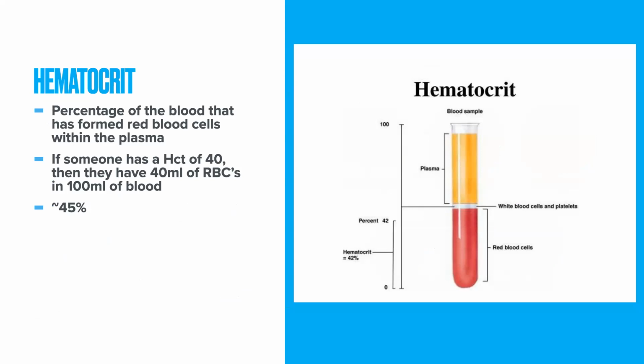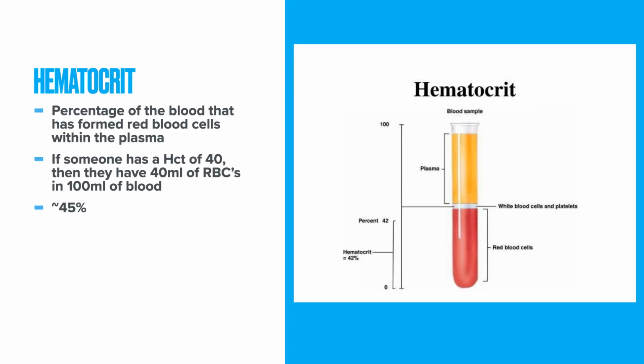Hematocrit. So hematocrit is that approximate 45%. It's the percentage of the blood that has formed red blood cells within the plasma. So if you're looking at this graph here, your blood sample, the top portion, the yellow, is plasma. The bottom portion is that hematocrit, and it's approximately, this chart says 42%. I've always heard 45%. So take that for what it is. Again, different ranges for different people. So hematocrit is this bottom part that has that percentage of the blood that's formed those red blood cells within the plasma.